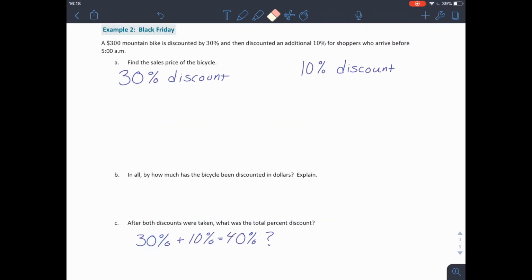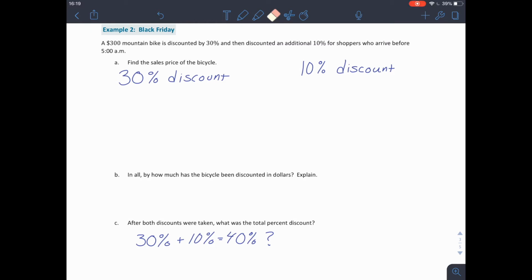A $300 mountain bike is discounted by 30% and then discounted an additional 10% for shoppers who arrived before 5 a.m. Find the sales price of the bicycle. So in order to find our sales price, we're going to have to find that 30%, and then we can figure out the 10% discount on top of that. So in this case, our original price would be our whole, and we have our percent. So when we have whole and percent, and we're looking for a part, we can multiply them together.